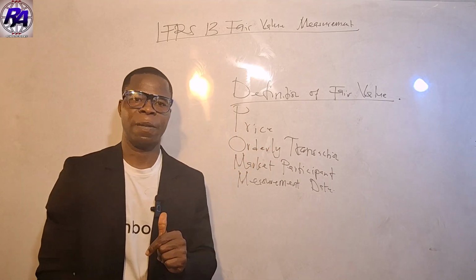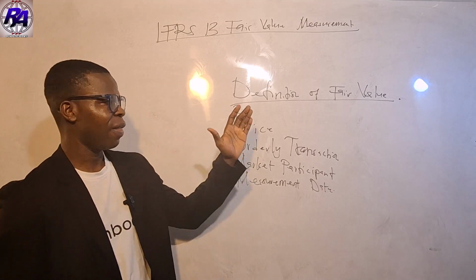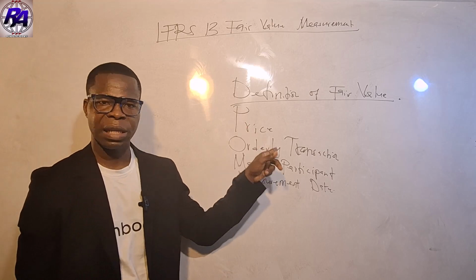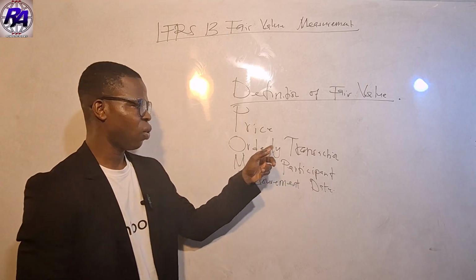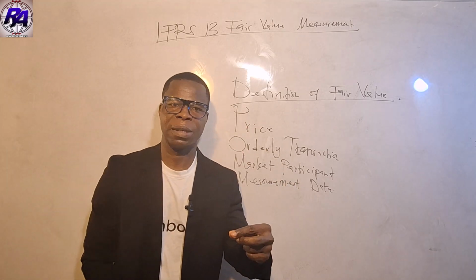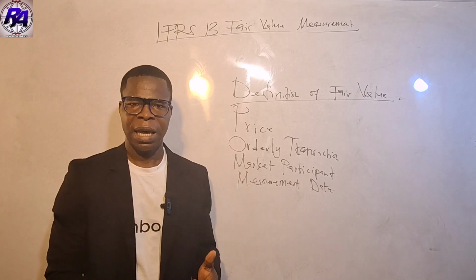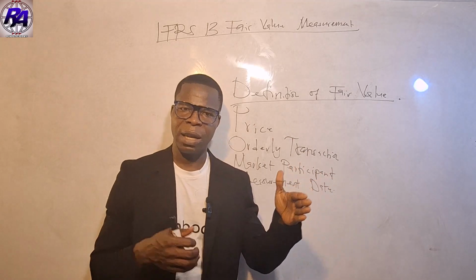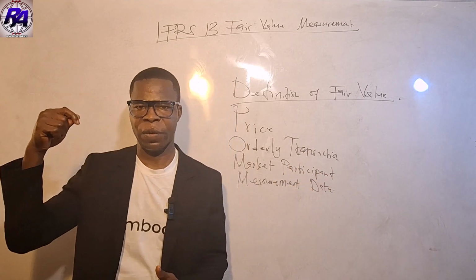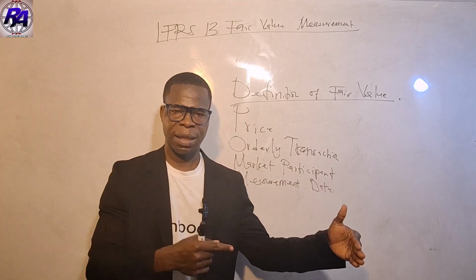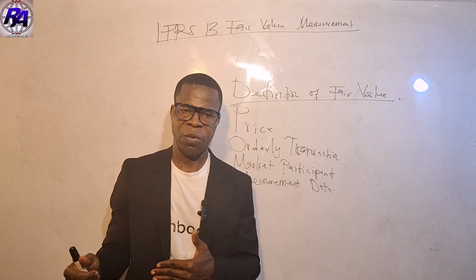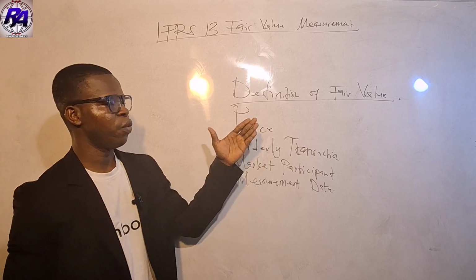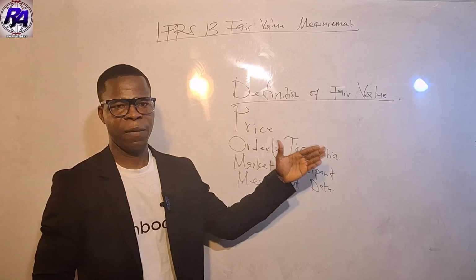Now, this constitutes the definition of IFRS 13 fair value. Now, we want to look at what is the meaning according to the standard. What is price? Which price are we using over here? What is orderly transaction? What is market participant? And what is the measurement date? And why the mention of assets and liabilities? Is there anything else we can use this standard for aside from the item of an asset and liability? You have to know this as we go into the meaning of fair value.